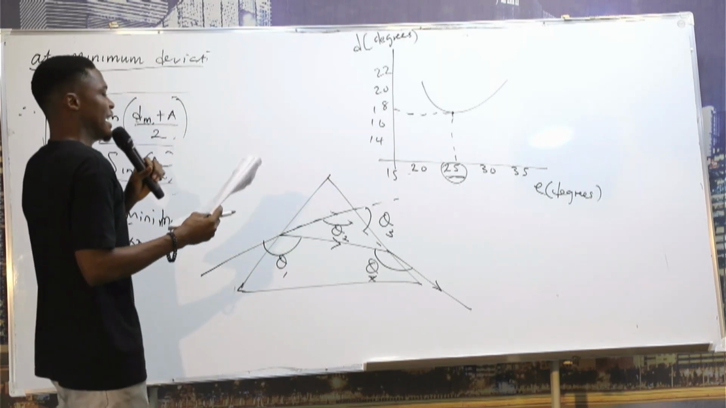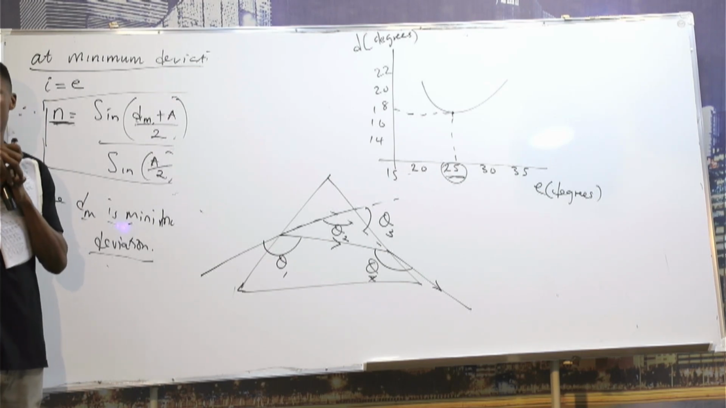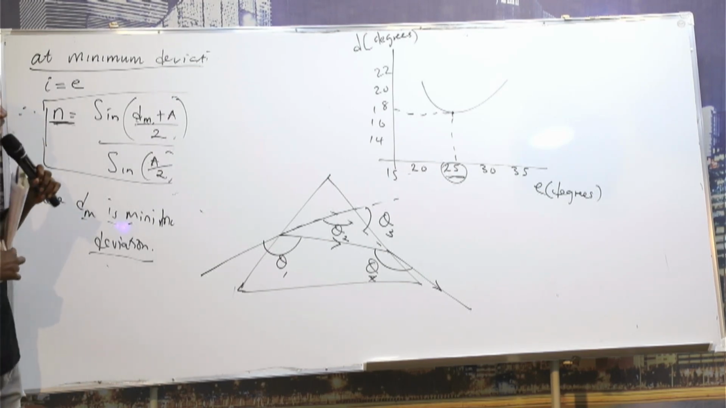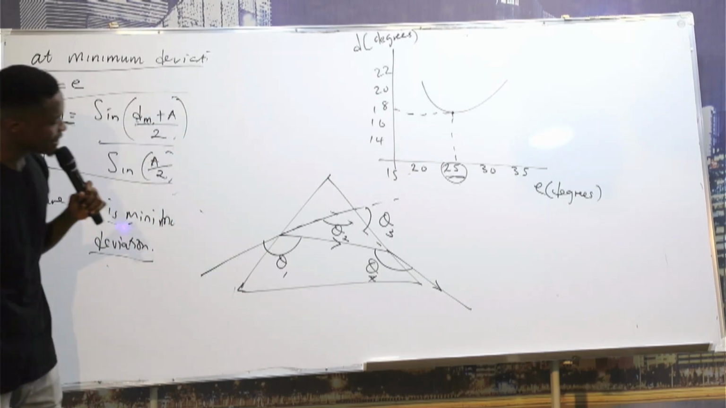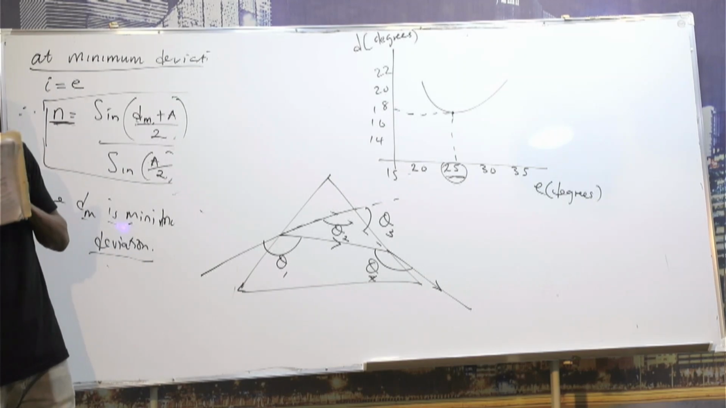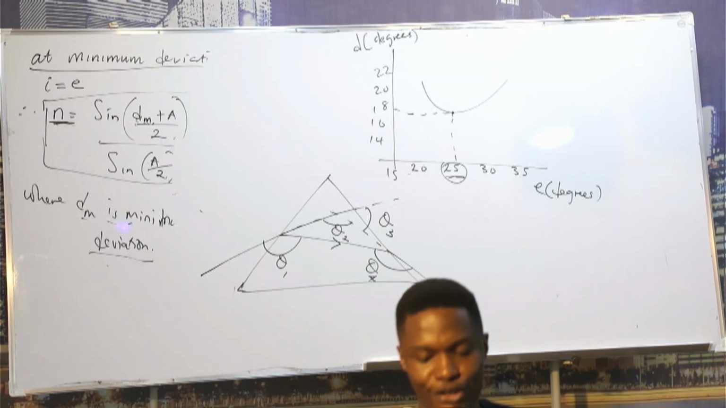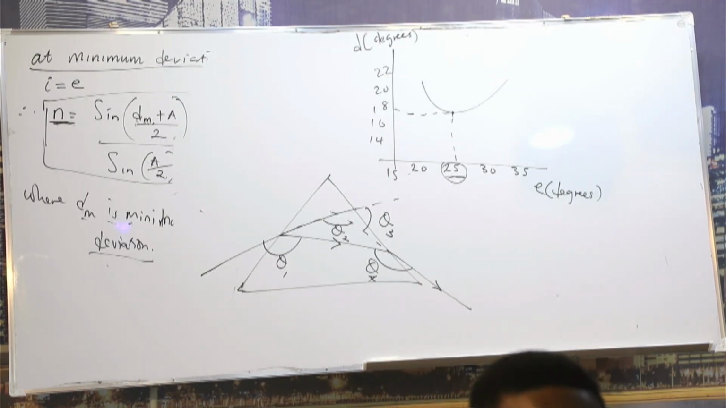This is JAMB 1997, number 38. Okay, this was the diagram they brought there. They now said, in the diagram below, which of the angles, theta 1, theta 2, theta 3, and theta 4, is the angle of deviation of the ray of light through the glass prism? So which of those angles there shows the angle of deviation?